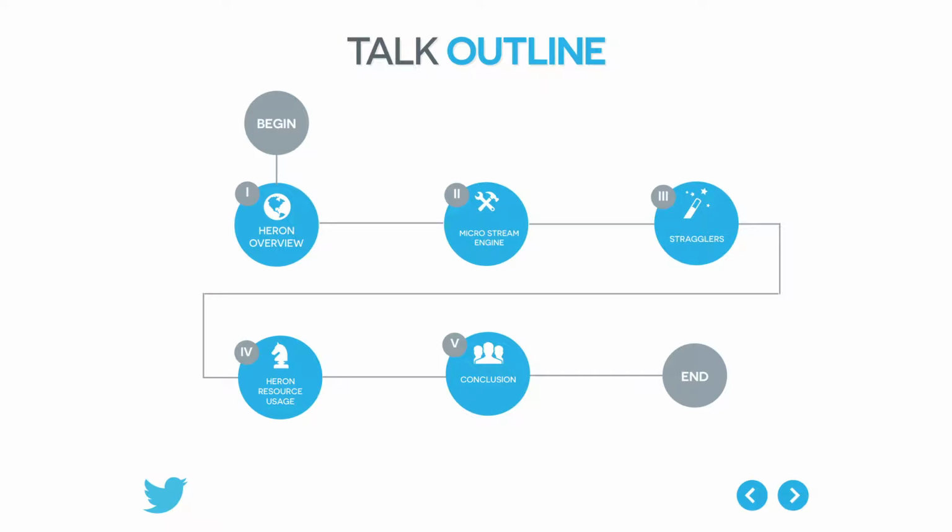The talk outline goes as follows. Initially I will give an overview of what Heron is, and we introduce the notion of what we call micro-streaming engines. Then I will discuss in detail a couple of problems that we faced when Twitter Heron has been running at large scale for the last 2.5 years. Then I will go into more detail on the resource consumption of Heron itself, and finally I'll give the conclusions.